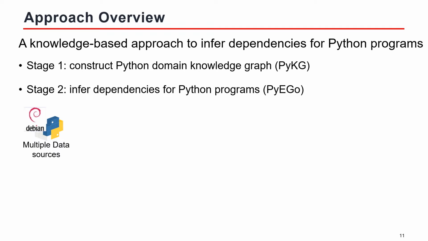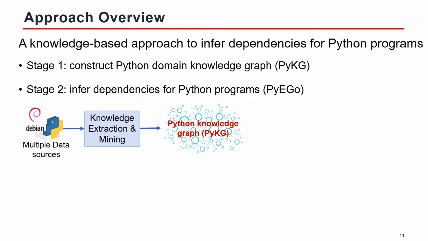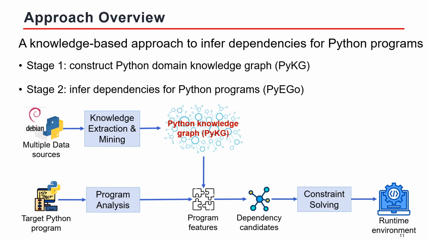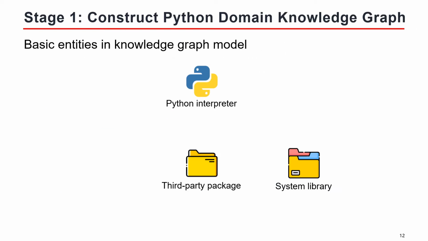First, we collect and extract domain knowledge from multiple data sources, and construct a knowledge graph PYKG, which can portray the relations among the third-party packages, the Python interpreter, and the system libraries. Then we propose a knowledge-based environment dependency inference technique, PyEagle. Given a target Python program, PyEagle first extracts its features, and then infers dependencies of the three types for the program, with the support of the constructed knowledge base. Let's begin with the knowledge graph model design.